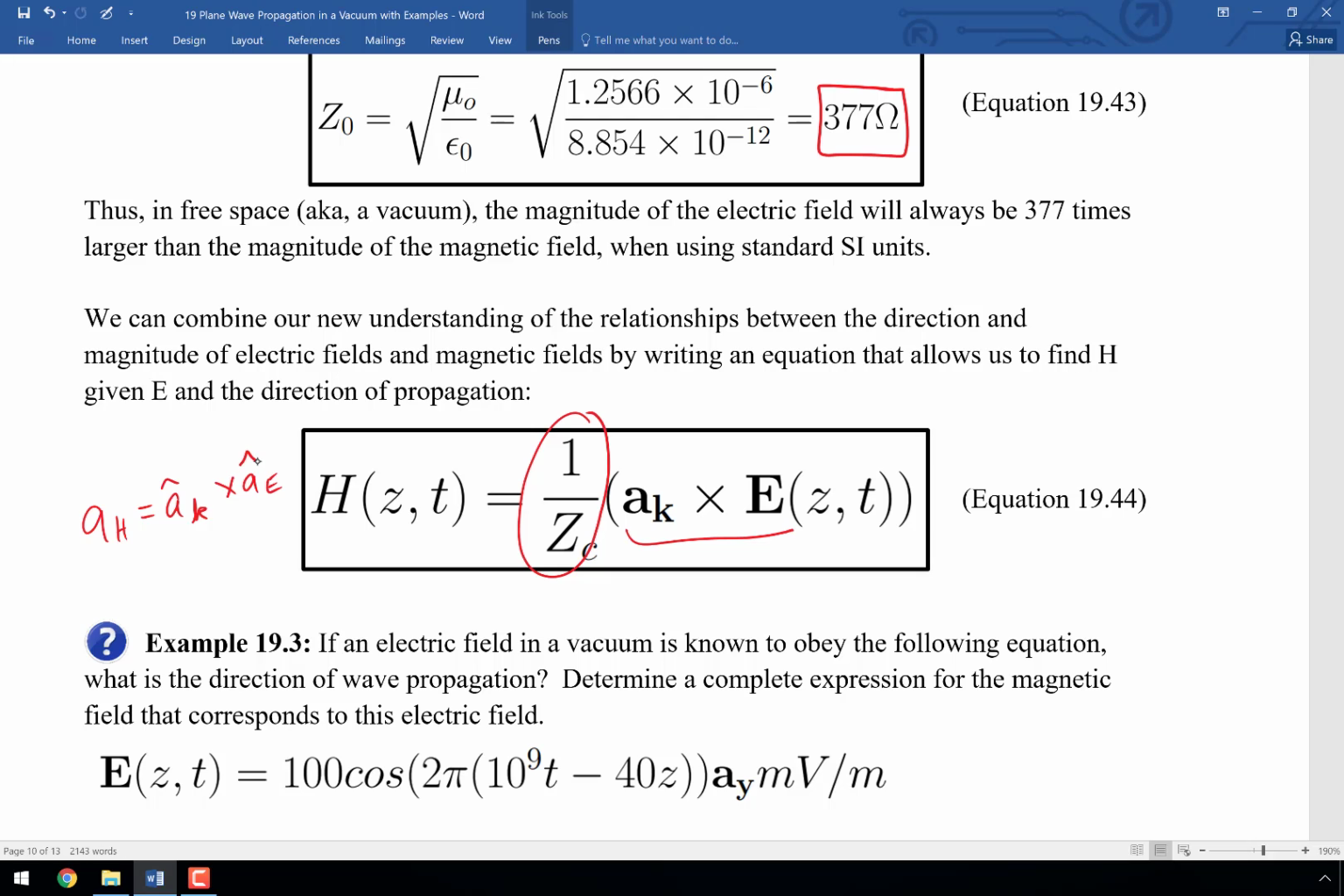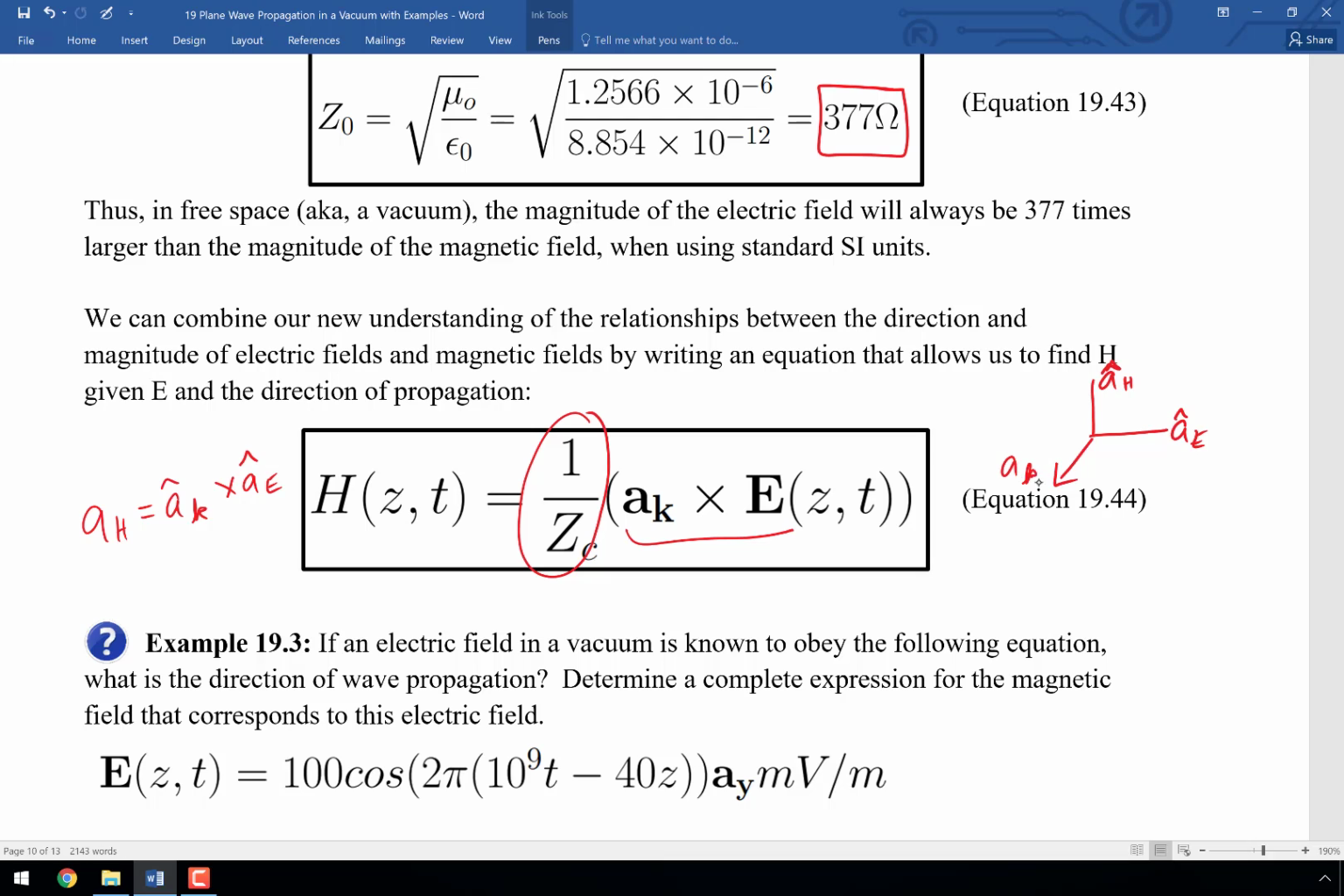So we know that the direction of H is equal to the direction of K crossed with the direction of E. You can actually do an axis plot here. Let's just imagine that this one is E, so this would be A sub E, and let's call this A sub H, and then we can use the pointing vector to go from E curl to H, and then our thumb is going to point in this direction.